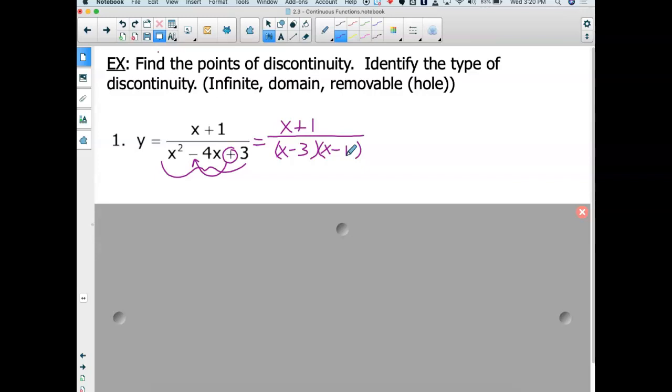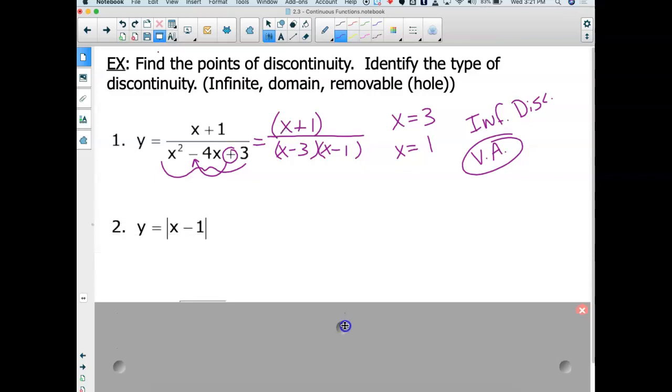Okay. So, where are my points of discontinuity? I am discontinuous at x equals 3 and x equals 1. Well, what type of discontinuities are those? Those are infinite discontinuities. Why are they infinite discontinuities? Because they are vertical asymptotes. How do I know they're vertical asymptotes? Because none of the factors reduce. Remember, if a factor from the numerator and denominator reduces, it's a hole. It gets 0 over 0 because it has a common factor top and bottom. We're going to look at number 2. Okay?